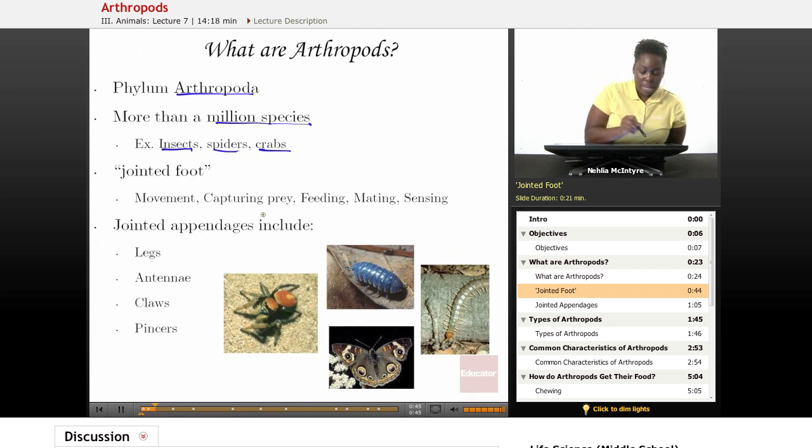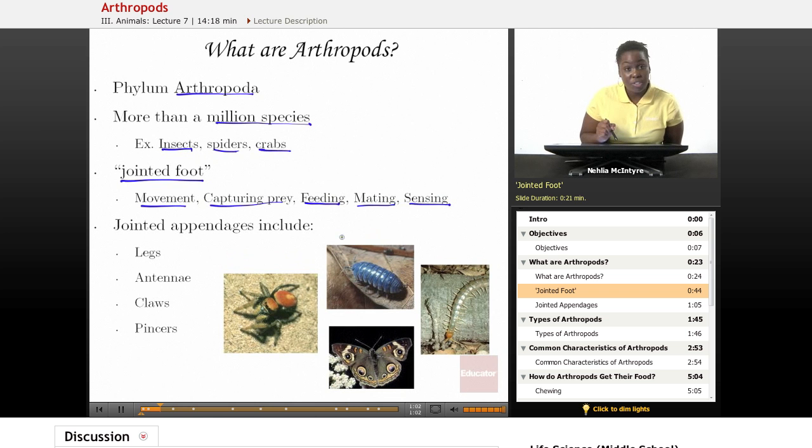The first thing is that all arthropods have something called a jointed foot, and that's actually what the word arthropod means. It means jointed foot. And that jointed foot is used for movement, capturing prey, feeding, mating, and sensing. So it's essential for the life and survival of arthropods.